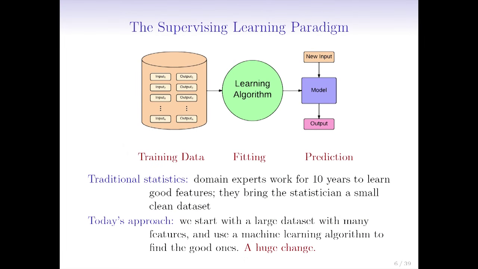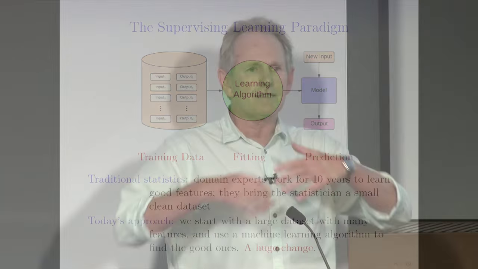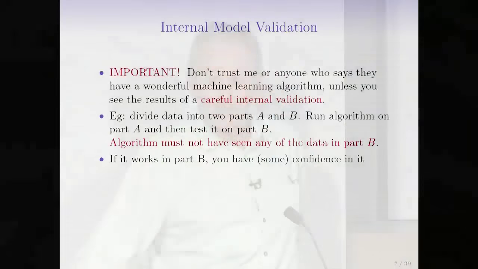But with today's approach, we start with a large data set with many features and use a machine learning algorithm to find the good ones. And so this is a huge change. It's a big data set, it almost has to be much more automatic, and so that's a bit of a game changer.